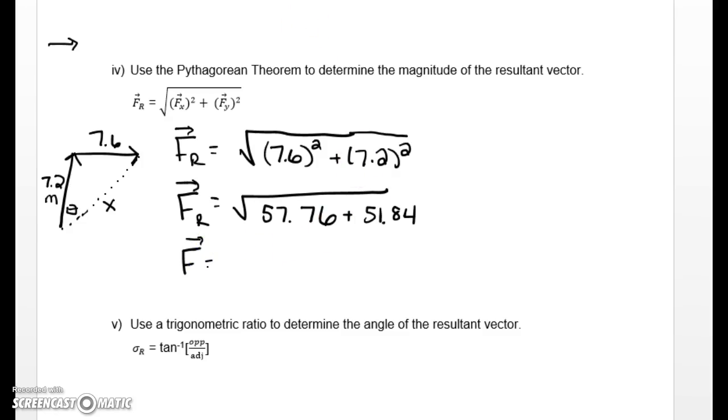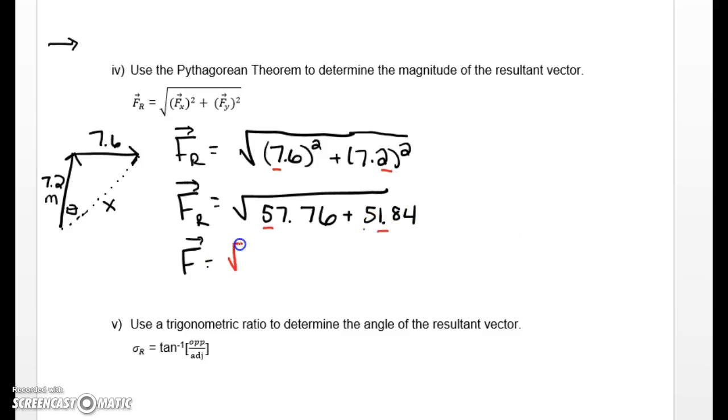And I'm just going to keep track of sig figs here very quickly, because it'll be important for when we're doing our significant digits. So our 7.6 here had one significant digit, and our y component had two significant digits. So when we do our square, we need to stick with that one significant digit for our x component, and then two for our second.